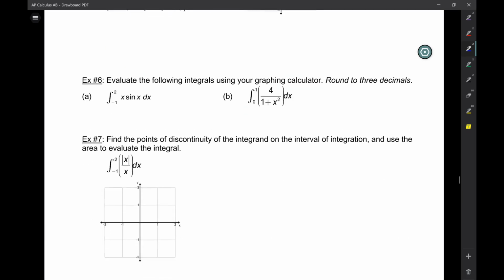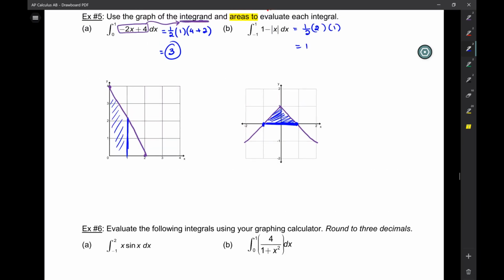All right? Okay, here, using your graphing calculator. So let's do that.